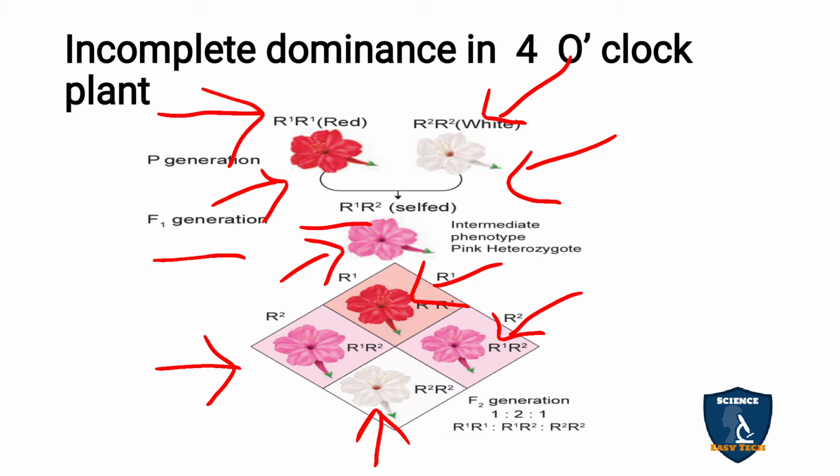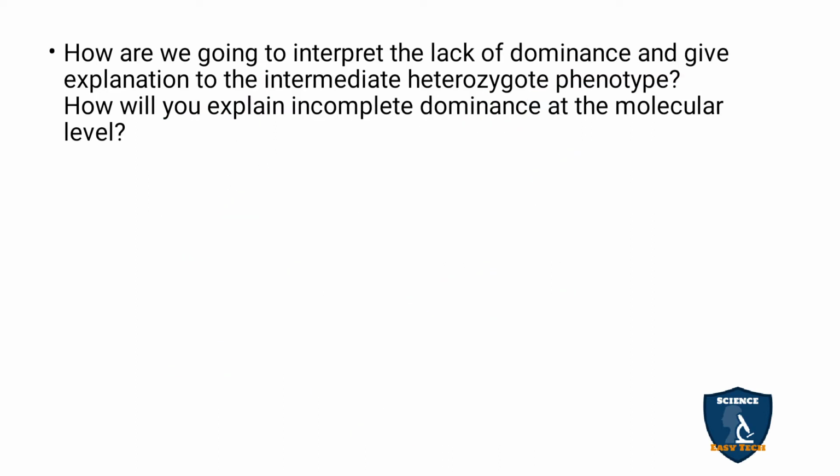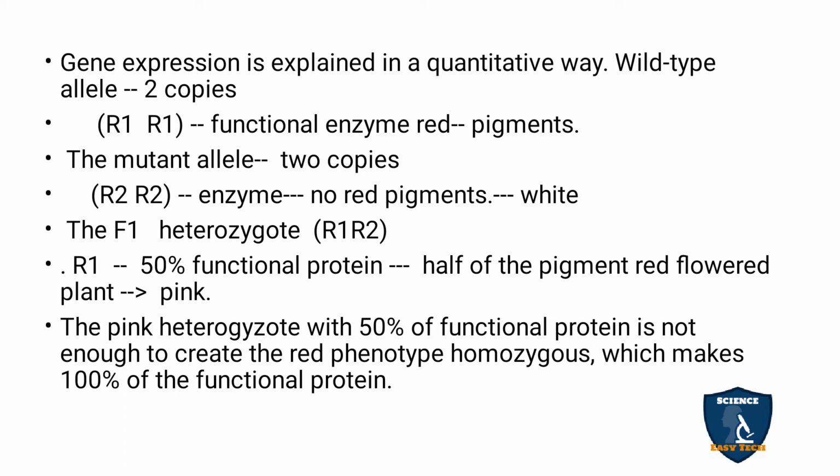That's why you are getting the 1:2:1 ratio, that is 1 red is to 2 pink is to 1 white. So this is the interpretation, the explanation of how the intermediate heterozygous phenotypic character appears at the molecular level. What I had explained is the same thing written here. You can see, I will read it and you can understand. So the gene expression is explained in a quantitative way.